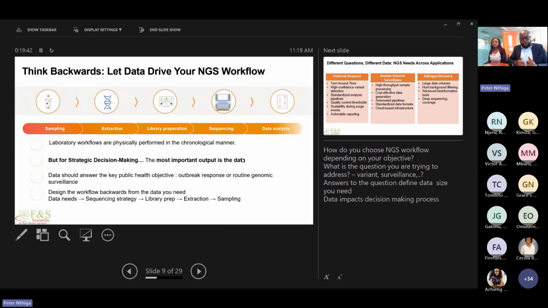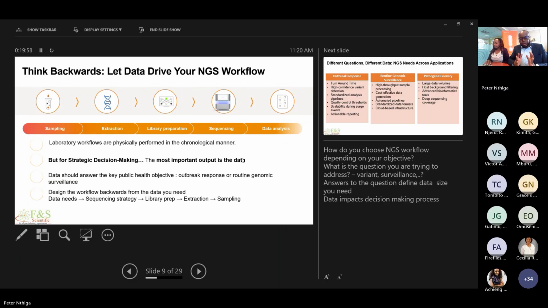So what do we mean by this? For example, if your key objective is to address an outbreak response, one of the key decisions that we should be making is how quickly we are able, for example, to report our findings in a timely fashion.